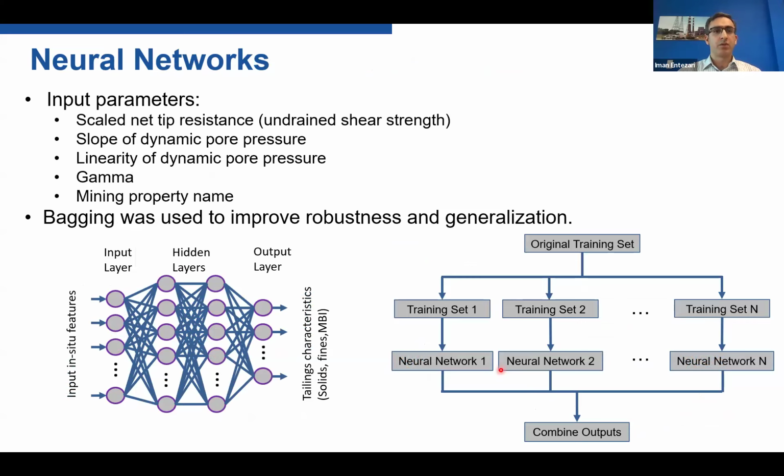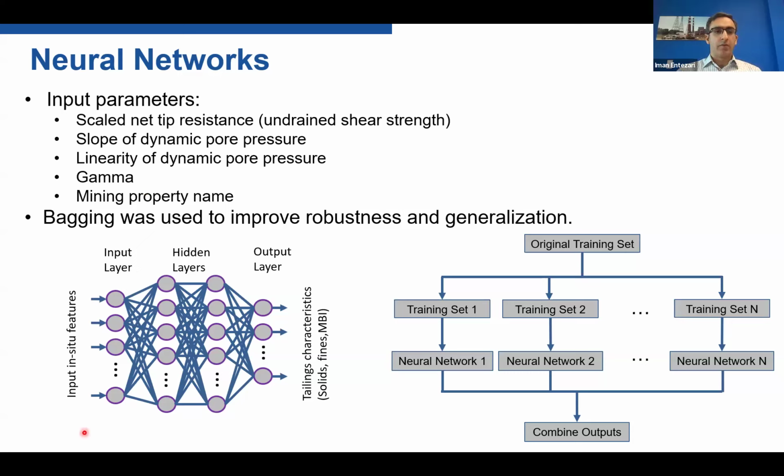The input parameters for this model were tip resistance or scaled net tip resistance for undrained shear strength, which can be calculated for both CPT and ball data. Slope of dynamic pore pressure and linearity of dynamic pore pressure were also features in the model, along with gamma counts. And then we also used mining property name as a feature. So this is a categorical variable. Because each operator uses a different lab, we mostly use the mining operator name as a proxy of the lab, and the variation that exists between labs.